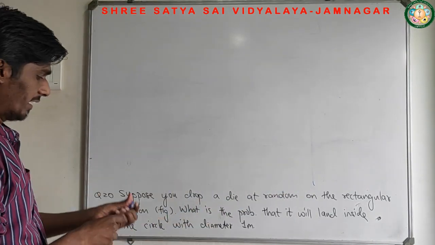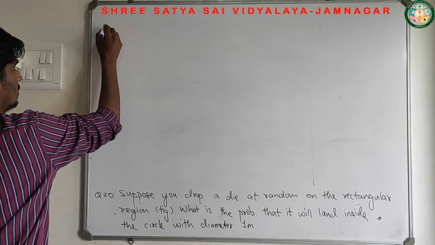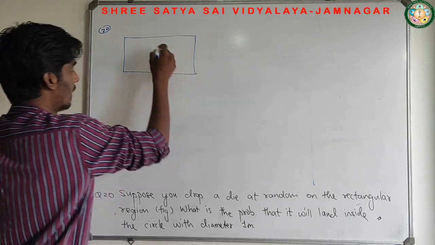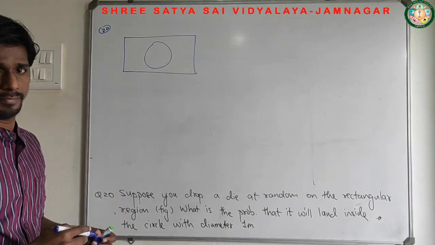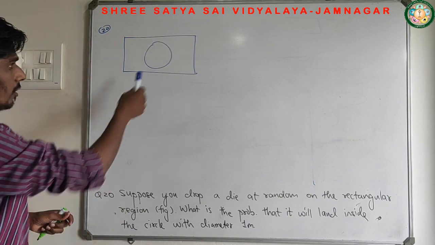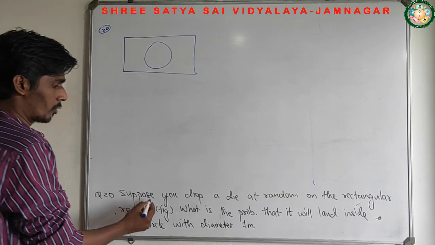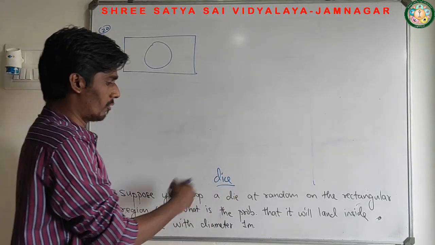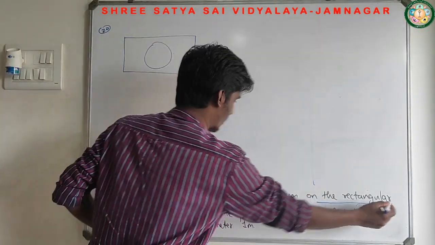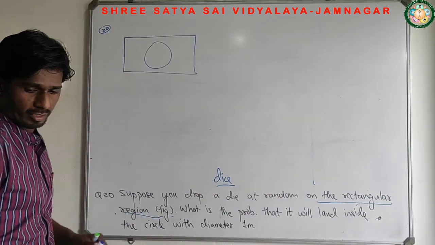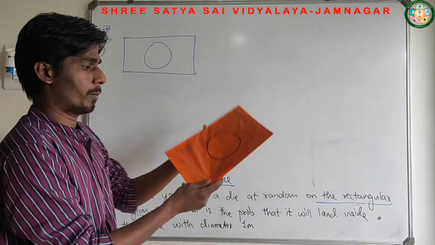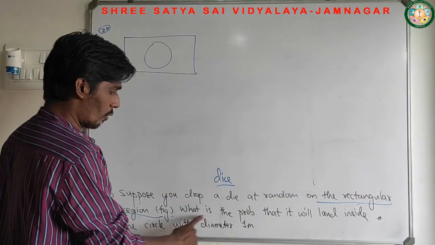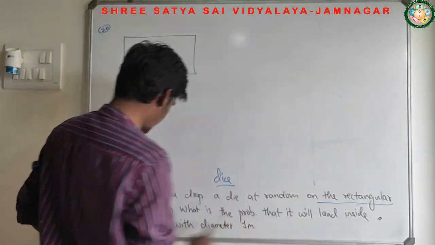Now, in the textbook, a diagram is given something like this. For the 20th, a rectangle. Inside that, a circle is there. Now let's read the question along with this diagram. Suppose you drop a die. Die means dice only. Suppose you drop a dice at random on a rectangular region. Rectangular region means this is a rectangle. Suppose this is a rectangular region and inside it a circle is there. What is the probability that it will land inside the circle?